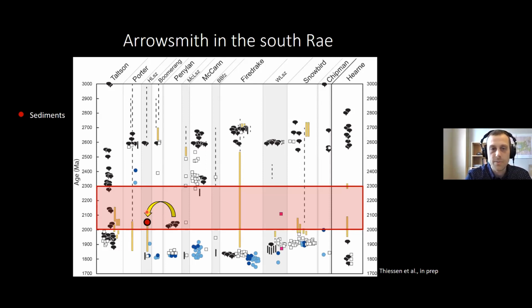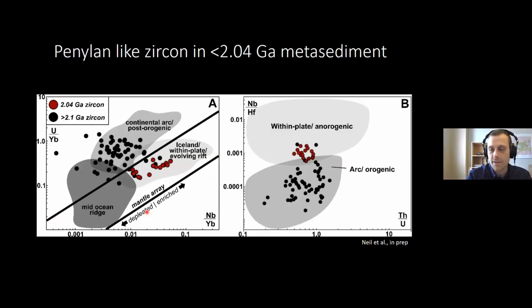Now to lead into the geodynamic setting at this time, this is some of Ben Neal's data that he's working on right now. And this is showing all of his detritus, but in particular the 2.04 Ga detritus are highlighted here. These are derived from that Penland domain complex. And what he's showing here is that the zircon geochemical signature roughly points to a within plate or anorogenic, maybe even evolving rift type setting. And importantly, he doesn't see an arc signature in these rocks.